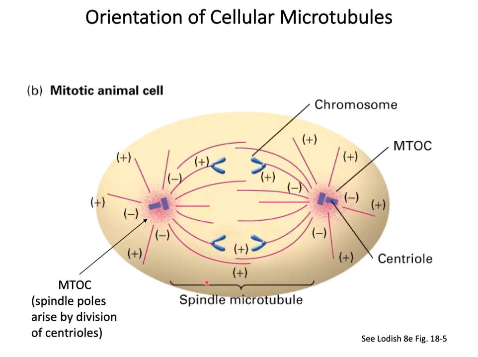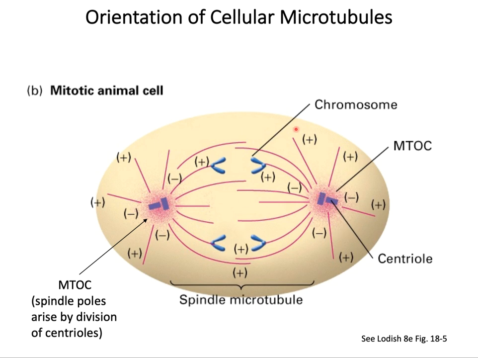So here is the orientation of the cellular microtubules in a dividing mitotic animal cell. In this case, you have two microtubule organizing centers. They are known as the spindle poles, and they arise by the division of the centrioles. When a cell is in interphase, there is a single microtubule organizing center, and it is the centrosome with centrioles.